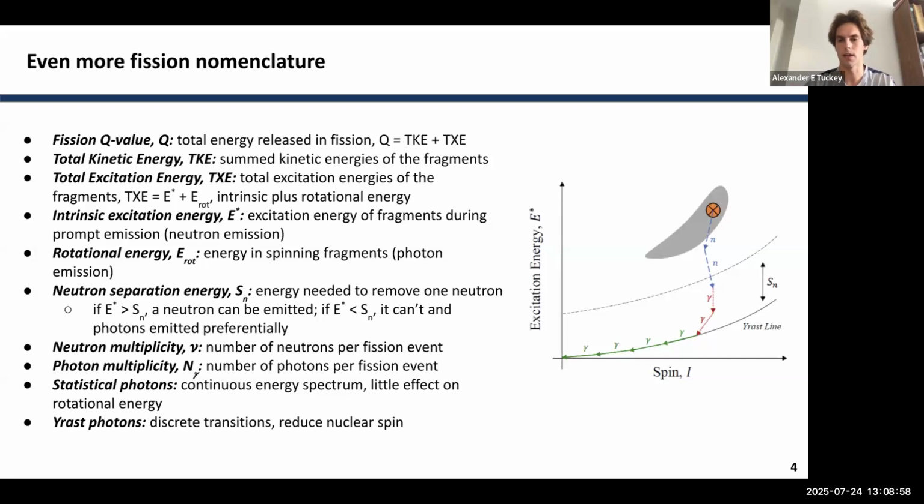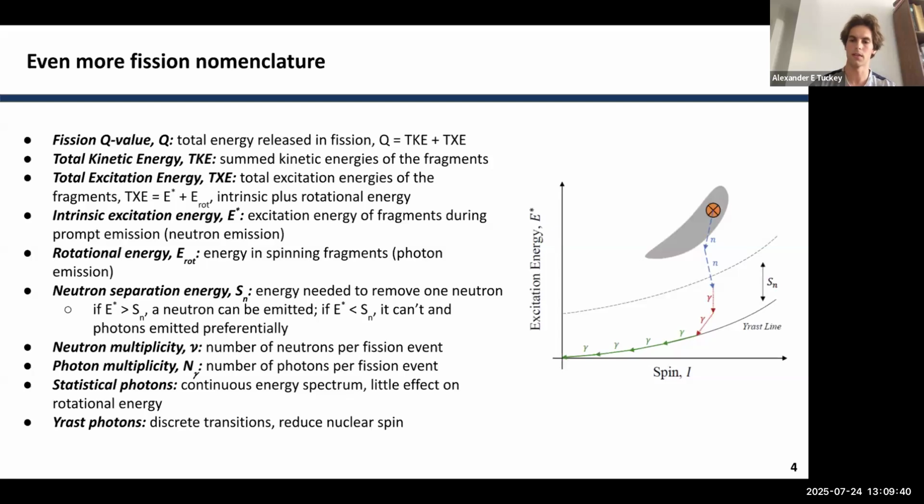So I have this diagram on the right here, walking through the prompt emission of a fission fragment, which is in this gray blob. And so while the excitation energy of this fission fragment is above the neutron separation energy, we emit neutrons. And this neutron separation energy is simply the energy needed to remove one neutron from the nucleus of the fragment. So we emit neutrons while we have enough energy to do so, while our excitation energy is above the neutron separation energy. Once we drop below that point, we then emit photons.